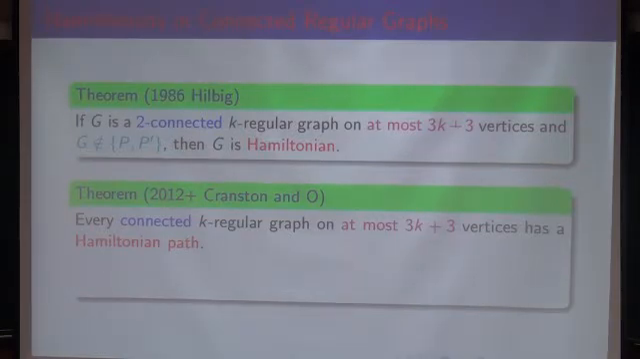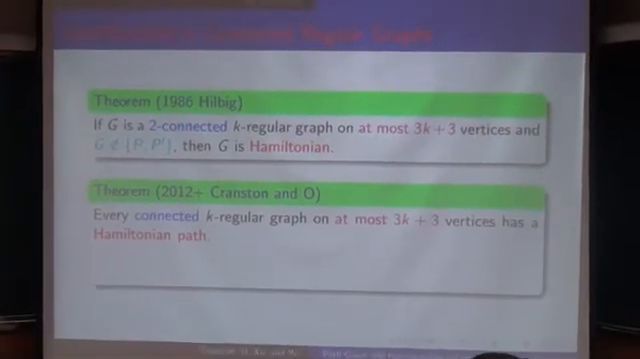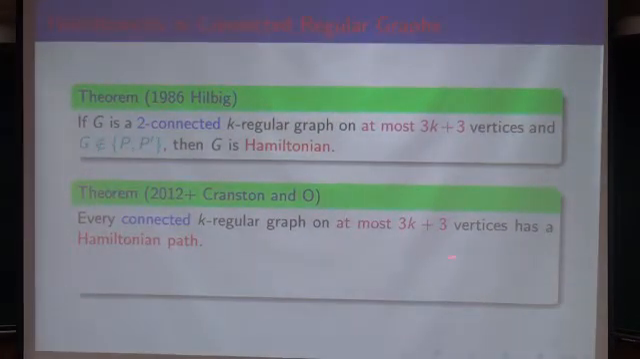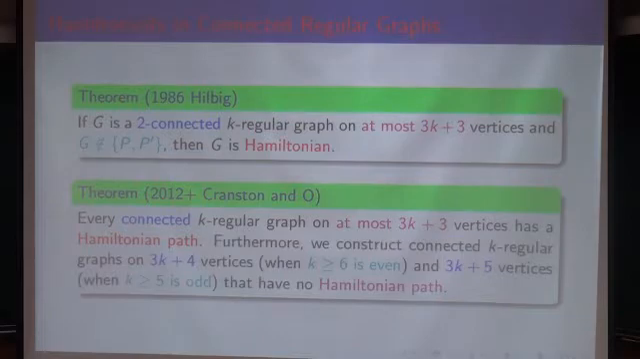But we still need to do something more, and to do that I use another theorem of Jackson. I want to skip that part. This is also best possible because we can construct connected k-regular graphs on 3k+4 vertices and 3k+5 vertices that have no Hamiltonian path. But the interesting thing is that when k is equal to 3, I mean cubic graphs, and when k is equal to 4, this is not best possible.